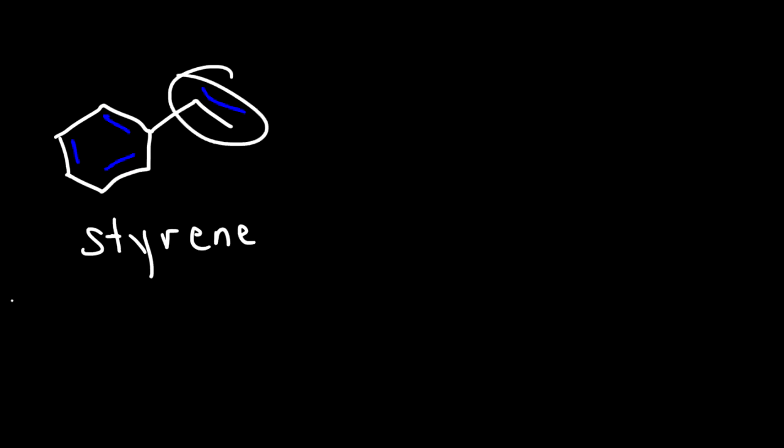Now what is the common name for this molecule? Let's say we have a benzene ring and a carbon-carbon double bond attached to it. The common name is styrene. This is also called vinylbenzene because this is a vinyl group.